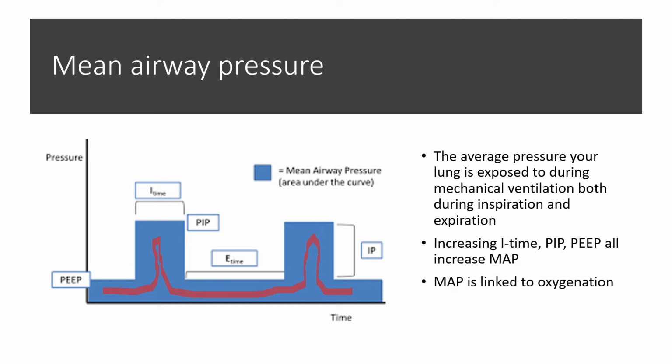Mean airway pressure is closely linked to oxygenation. So if you have someone on mechanical ventilation and they're not oxygenating very well, what you could do is look at your mean airway pressure, and whatever settings you could change, increasing the I time or increasing the PIP or increasing the PEEP, increases the mean airway pressure. This will improve oxygenation. So mean airway pressure is a great gauge for oxygenation.